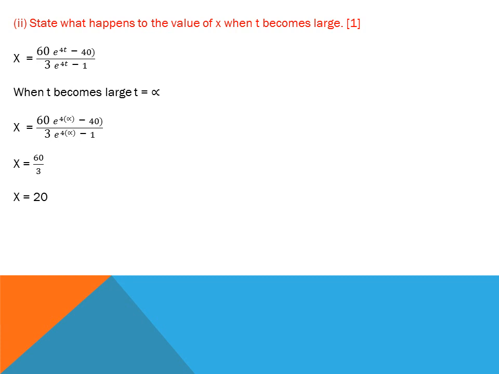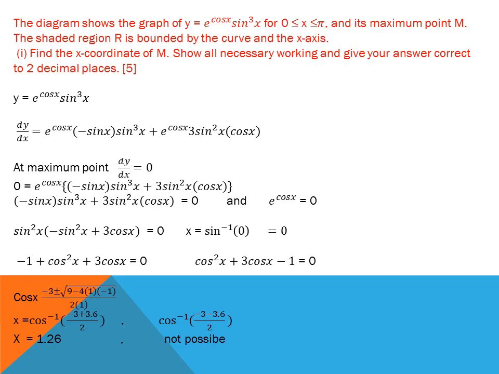I should divide the numerator and denominator by infinity. As you know, 1 over 0 is equal to infinity and 1 over infinity is equal to 0. So 60 infinity over infinity becomes 60, but minus 40 over infinity becomes 0. 3 infinity over infinity becomes 3, and minus 1 over infinity becomes 0. So I find the answer: x is equal to 20.